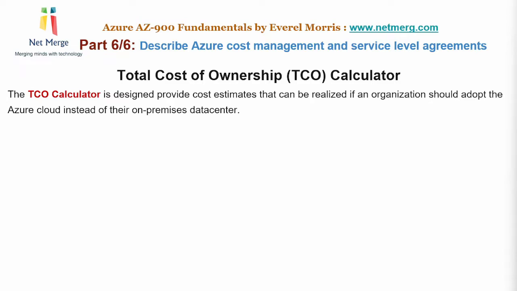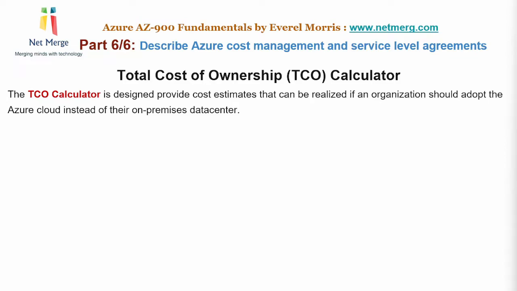Now let's take a look at the total cost of ownership calculator. This is definitely going to be on the exam. The TCO calculator, as it is called, is designed to provide cost estimates. Remember when I spoke about economies of scale in the beginning, when we talked about capital expenditure and OPEX expenditure, and I said in the end I'll explain how you could come up with those figures to make your assessment? Well, this is the calculator you need for that.